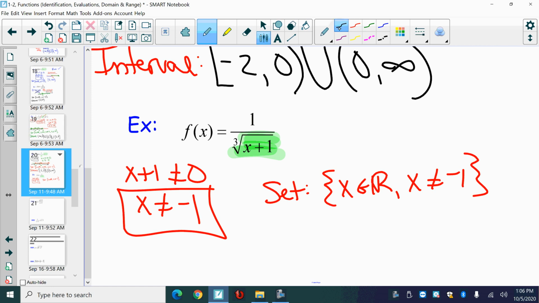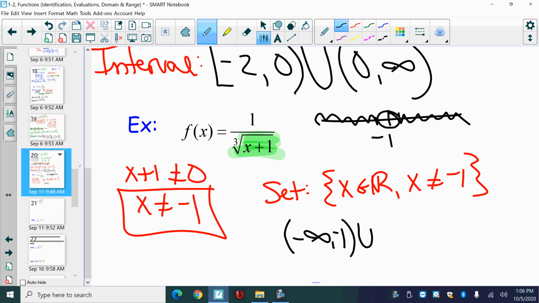My interval notation: here's -1, it's an open dot there, and I shade down and I shade up. So that means I'm running into this graph at -infinity to -1, parenthesis, union, picking back up at -1 and going to the largest number, infinity.